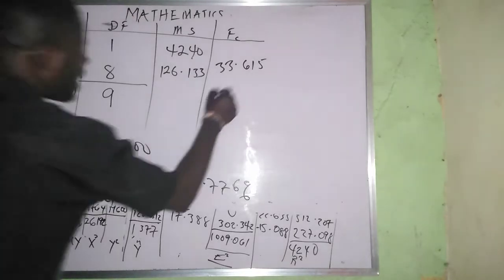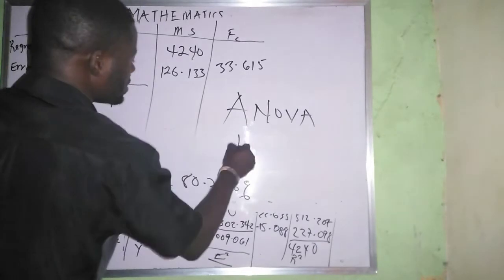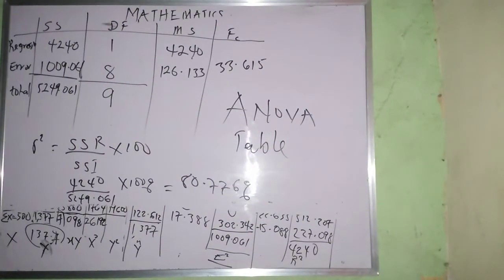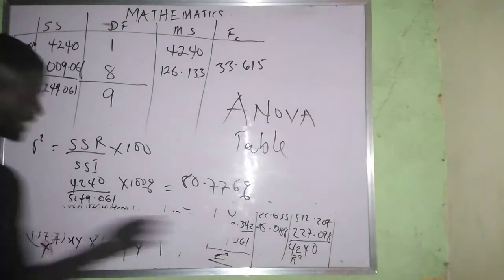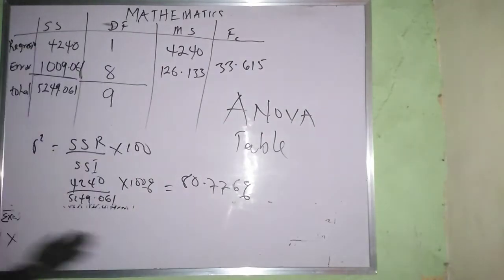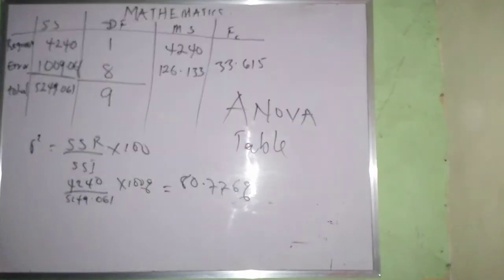That is all about the ANOVA table. This is called the ANOVA table. It's very simple, but it's a bit much. Now, in the next video, I'll be working on the application aspect of the ANOVA table.